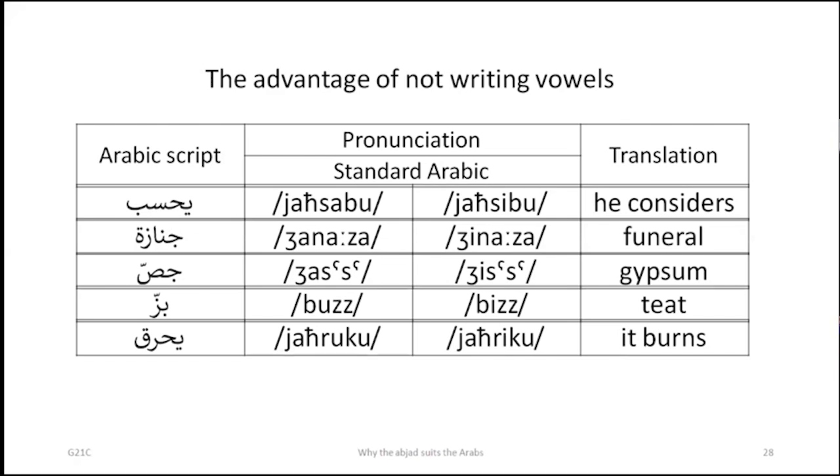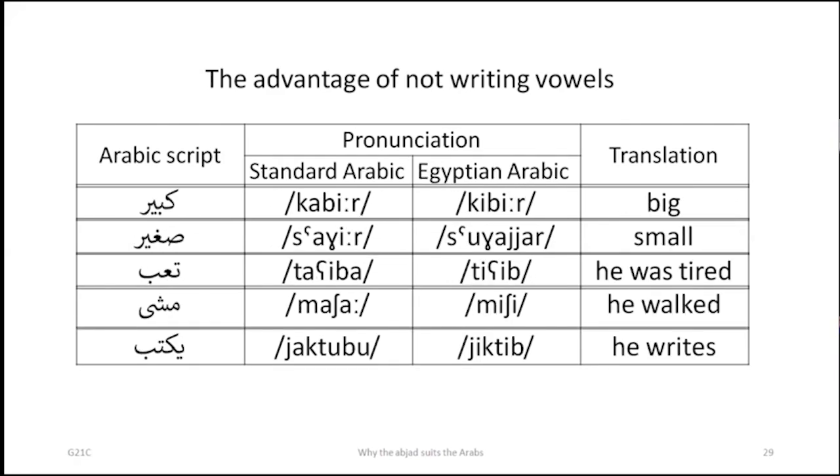Similarly, between Standard Arabic and Egyptian Arabic, the differences are often limited to the pronunciation of vowels. Writing as an abjad thus allows some room to be left for different interpretations of the written word. This makes it possible to accommodate the various pronunciations of vowels in the different regiolects of Arabic and in the standard variety of the language.